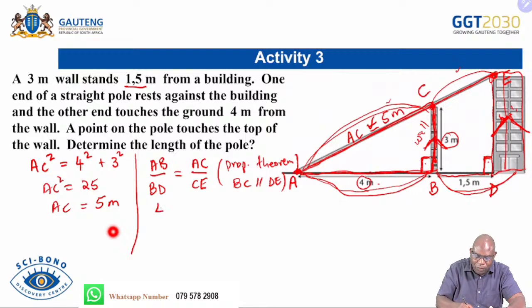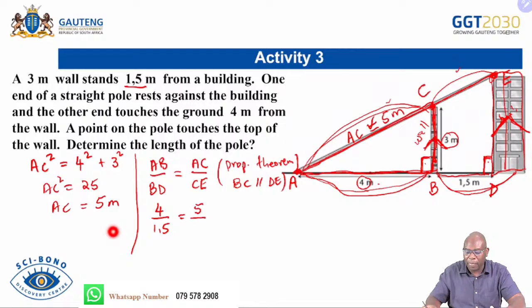AB, it's 4. BD, it's 1.5. AC, I have it's 5. And CE, I don't know. So I'm looking for CE. Why am I looking for CE? Because I need the whole length, but I've got part of it.